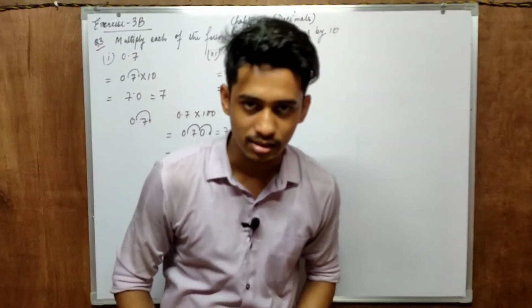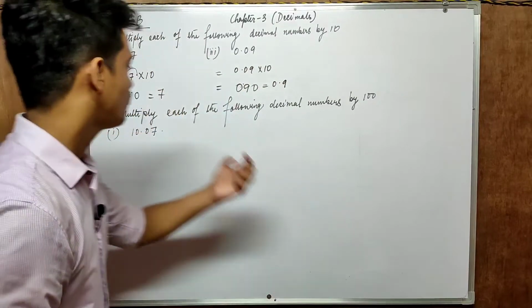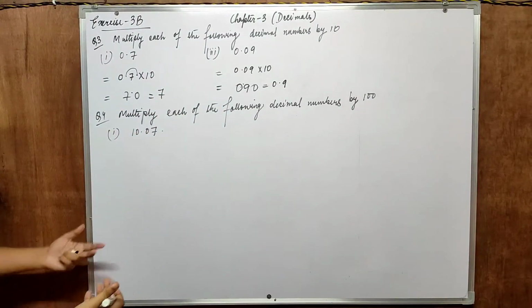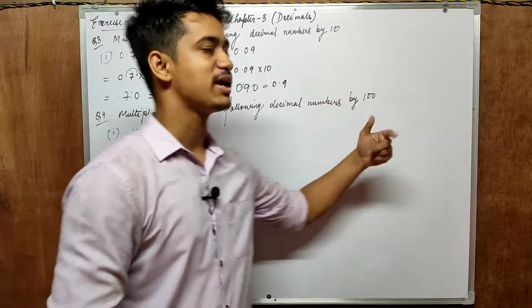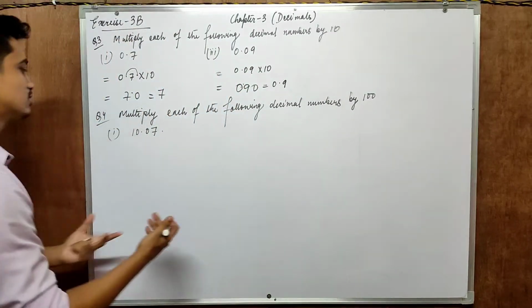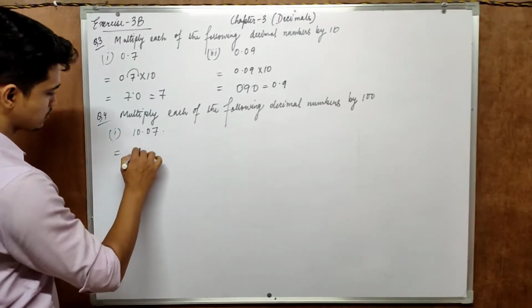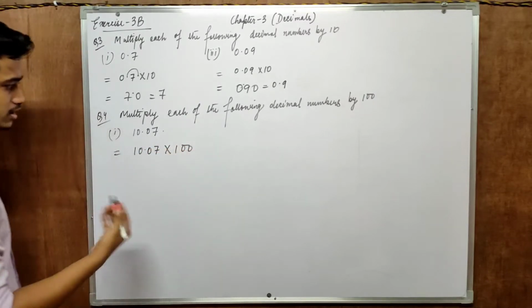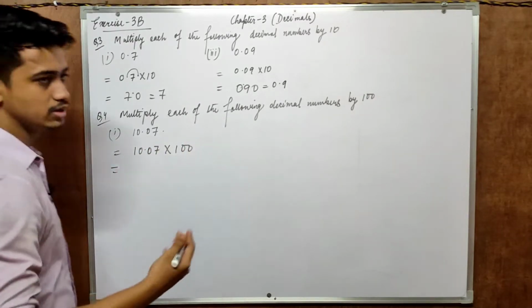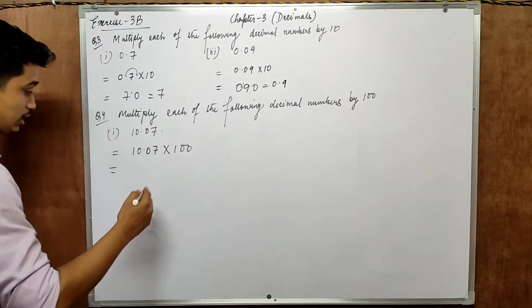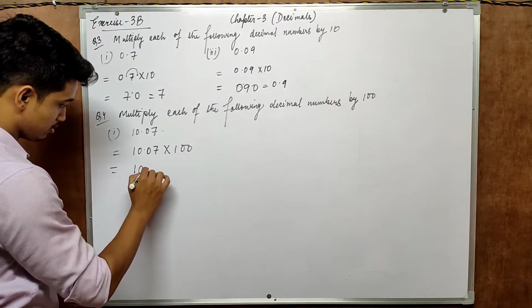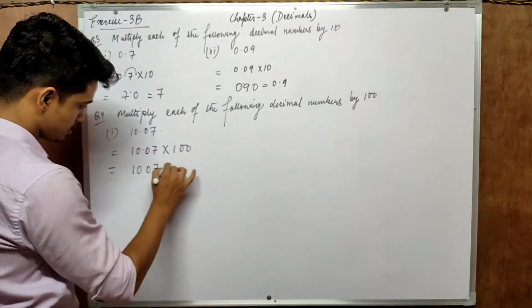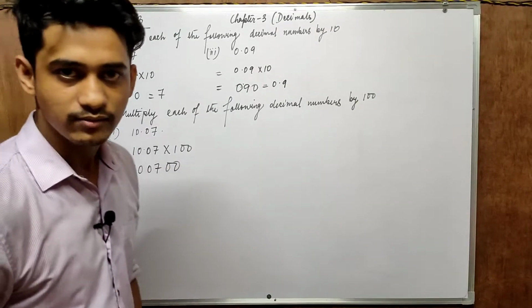You will get better understanding. So in question number 4, the question is saying to multiply each of the following decimal numbers by 100, right? So if we do it manually, the process will be 10.07 into 100, and just multiply it. What will you get? That is 10.0700. That's it. That will be the answer.